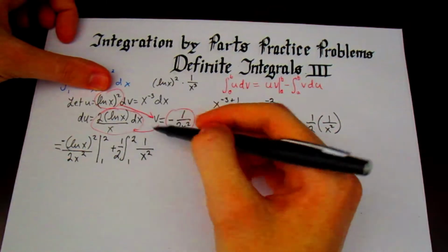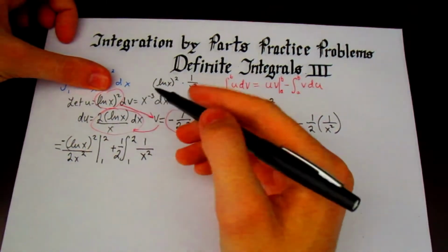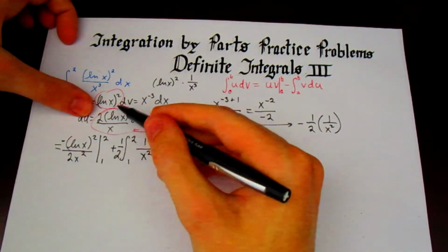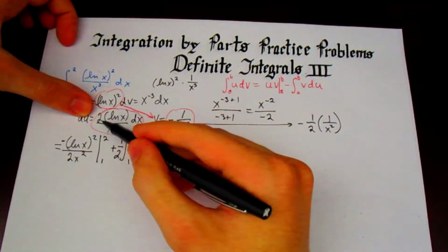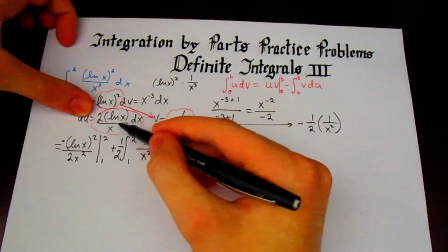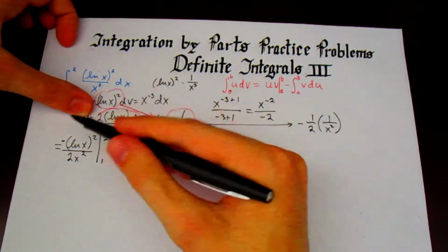Now I multiply this by du. When I do so, I notice that there's a 2 right here, which is another constant, 2 times natural log of x over x. So I'm going to pull that 2 out.